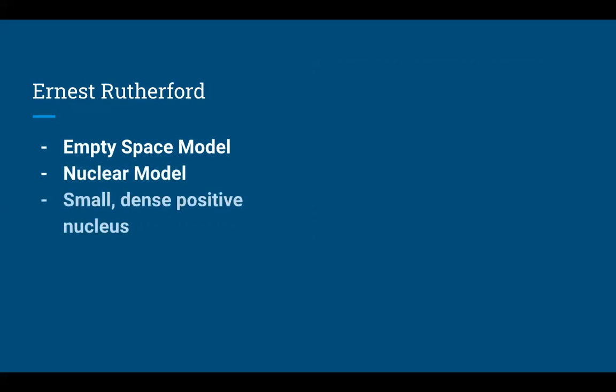One of his students is a man named Ernest Rutherford, and he developed what we refer to as the empty space model of the atom, or the nuclear model. Through his experimentation, he was able to prove that there was a small, dense, positive nucleus, and this is where all the positive charges and the mass of the atom was located. And then the rest of the atom was mostly empty space where our electrons were revolving.